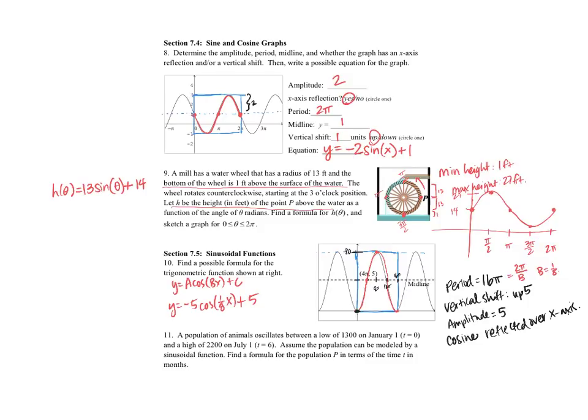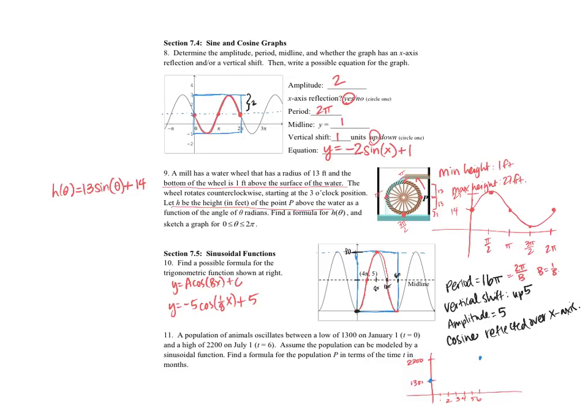Okay, the next one says a population of animals oscillates between a low of 1,300 on January 1st and a high of 2,200 on July 1st. So I can label the months there, and I can see that July 1st is at 6, and so I can put the max there and the min here.